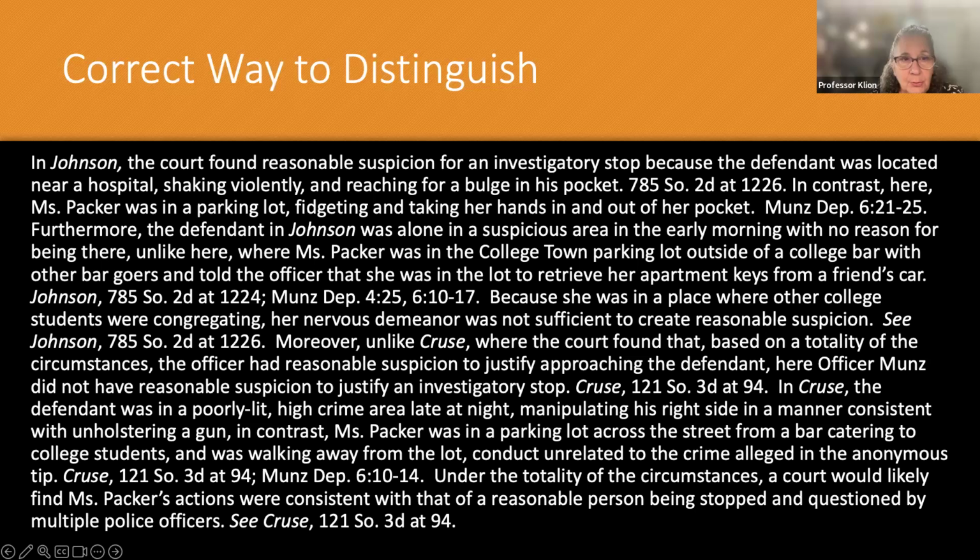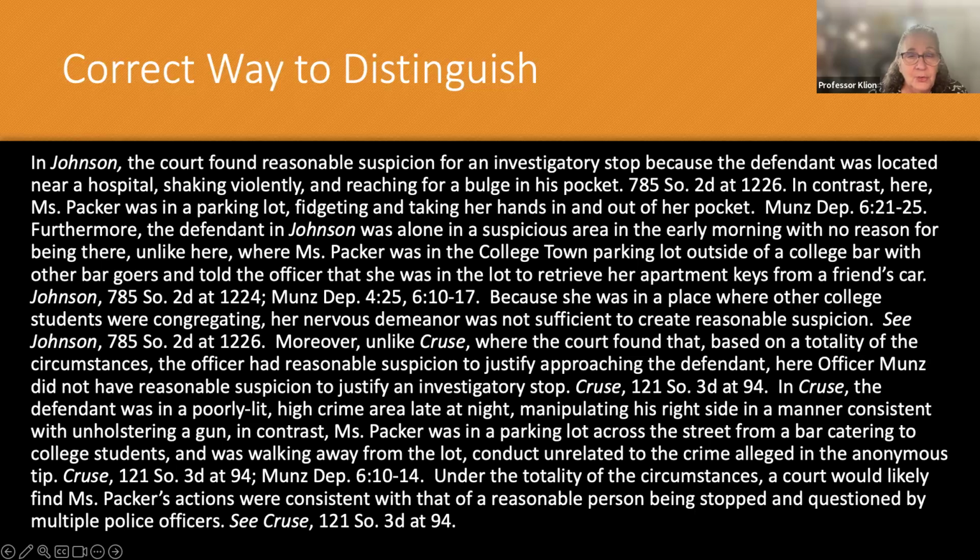Cite Cruz. In Cruz, the defendant was in a poorly lit, high-crime area at night, manipulating his right side in a manner consistent with unholstering a gun. In contrast, Ms. Packer was in a parking lot across the street from a bar catering to college students and was walking away from the lot, conduct unrelated to the crime alleged in the anonymous tip. Cite to both Cruz and to your record. Under the totality of the circumstances, a court would likely find Ms. Packer's actions were consistent with that of a reasonable person being stopped and questioned by multiple police officers.